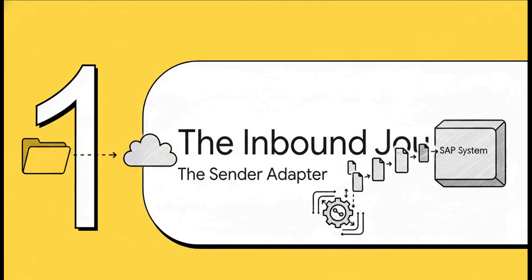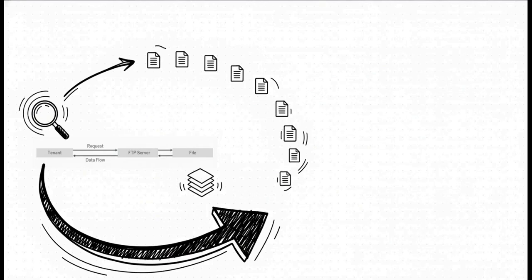Okay, so the best way to wrap our heads around this is to just follow the data's journey. First up, the inbound journey. We're going to see how a file gets from some external server into your SAP system. And it does that using something called the FTP sender adapter. Now here's the part that might seem a little backwards at first. Even though it's called a sender adapter, it's actually your SAP system that starts the conversation. It actively reaches out and pulls the file from the FTP server. So don't think of it as just sitting there waiting. Think of it as an active puller that goes out and grabs the data it needs.